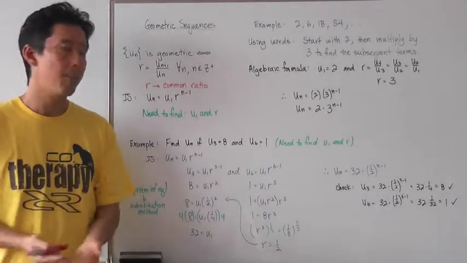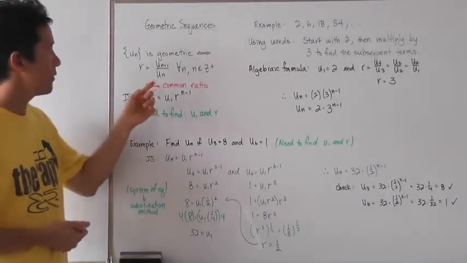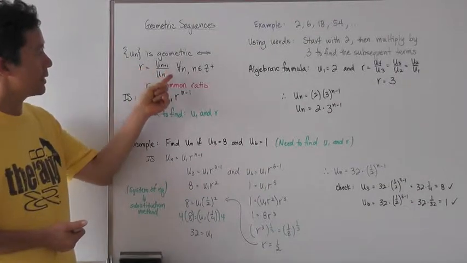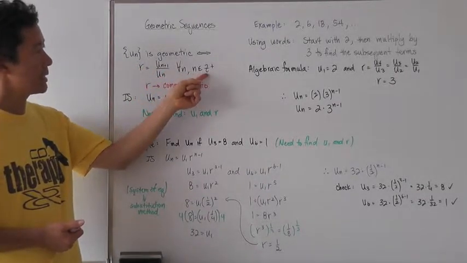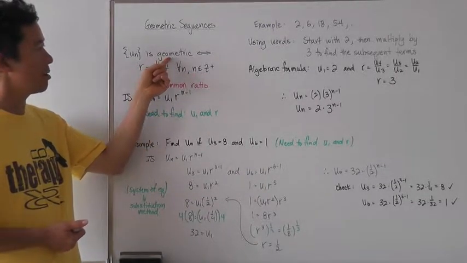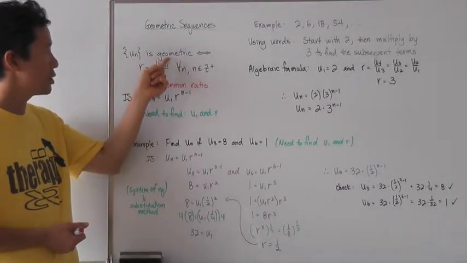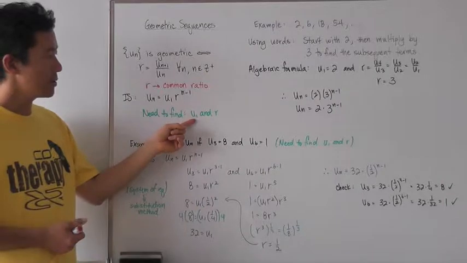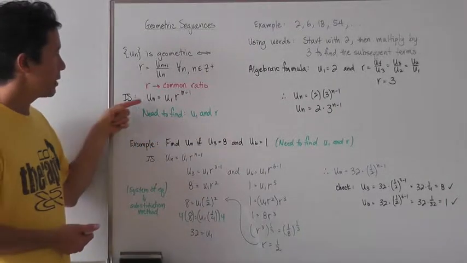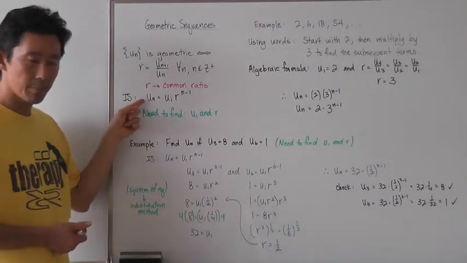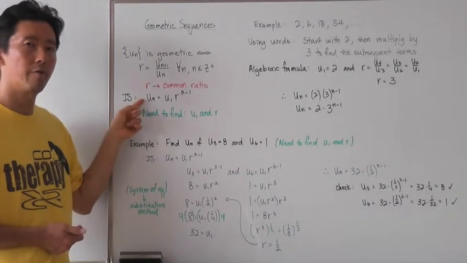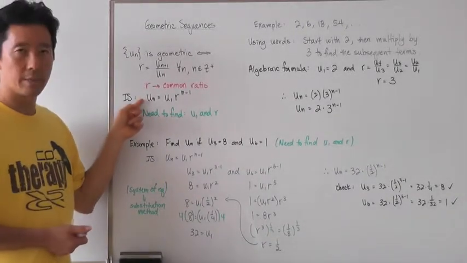So again, let's go ahead and wrap up. If we can find a common ratio, which is given by this, for all n an element of the integers, then I can call that sequence geometric. And if that sequence is geometric, so long as I know what u sub 1 is and r is, I can use this initial statement to generate the algebraic formula for that geometric sequence.